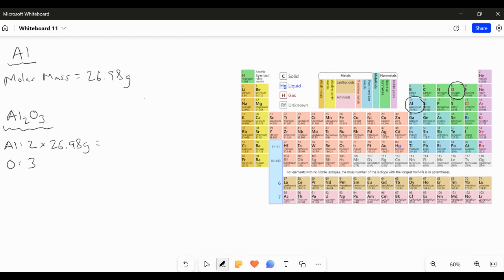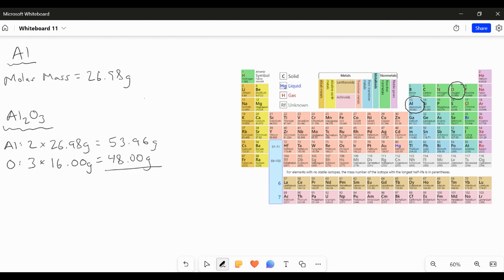For oxygen, the molar mass is 15.999. So when we round that to 2 decimal places, we just get 16.00. We just keep carrying the 1. Next, we got to multiply these out. So 2 times 26.98, that's going to be 53.96 grams. 3 times 16, that's 48.00 grams.